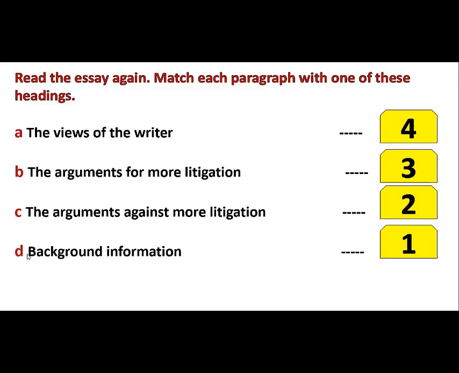So an argumentative essay should start with background information or introduction, then the argument against, after that the argument for, or we can start with the argument for, then the argument against. Both of them are correct ways. And at the end, in the conclusion, we have to state the views of the writer. You have to express your opinion. So you have to read this essay again to understand the argumentative essay.